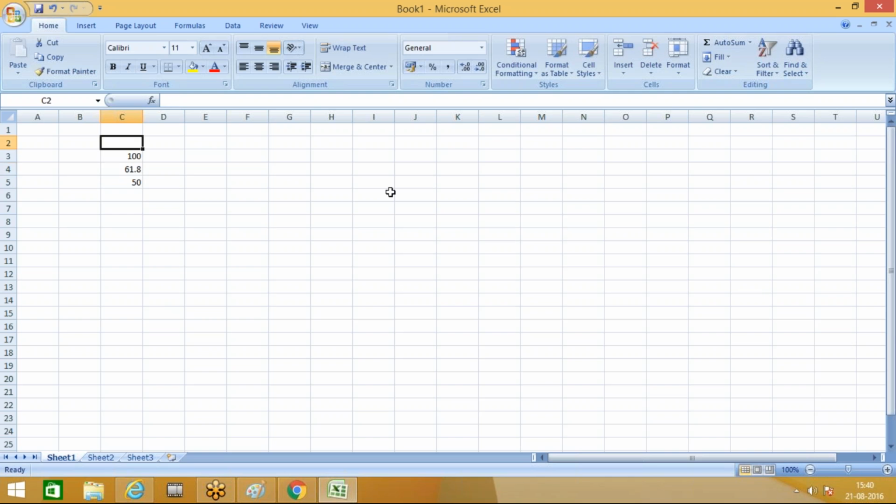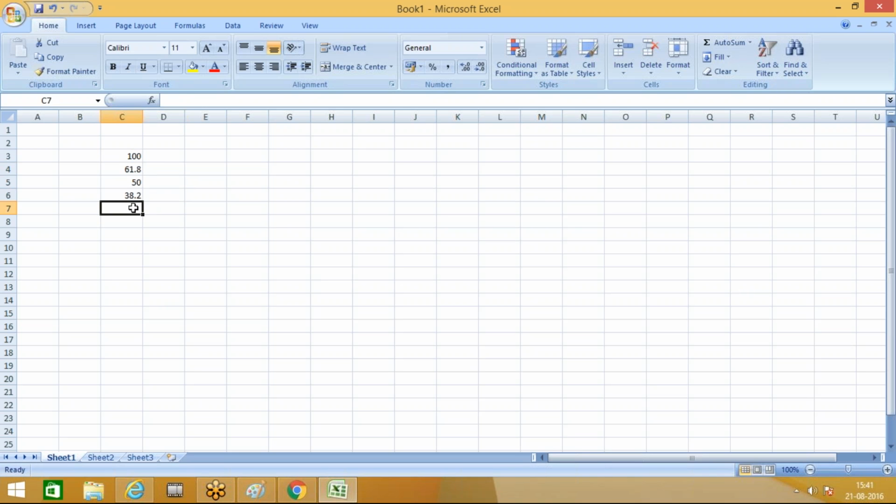You can always remember 150. Other than 150, the 61.8 is a specific Fibonacci number. So once you have these two numbers, 161.8, if you subtract it, you'll get 38.2. So this 38.2 becomes another very important Fibonacci number. How did you get this 38.2? Simply by subtracting the 61.8 from 100.